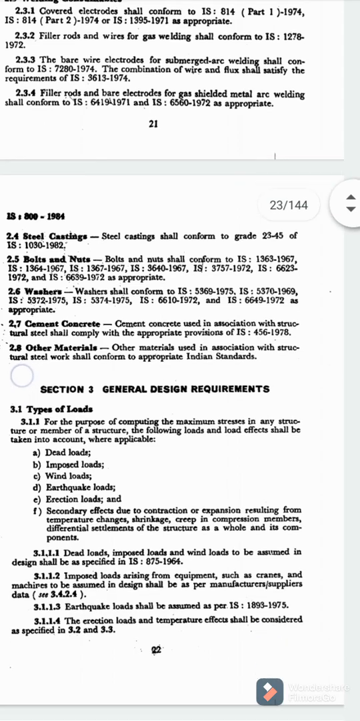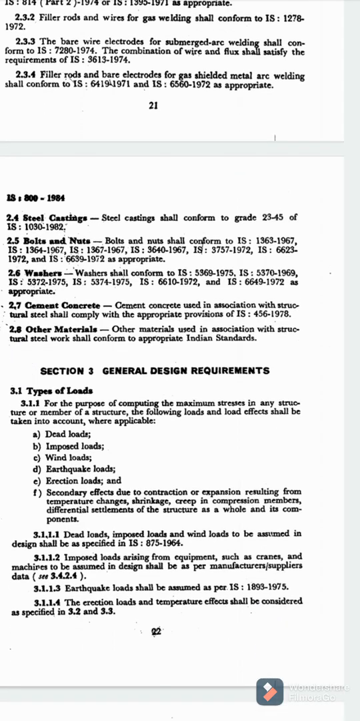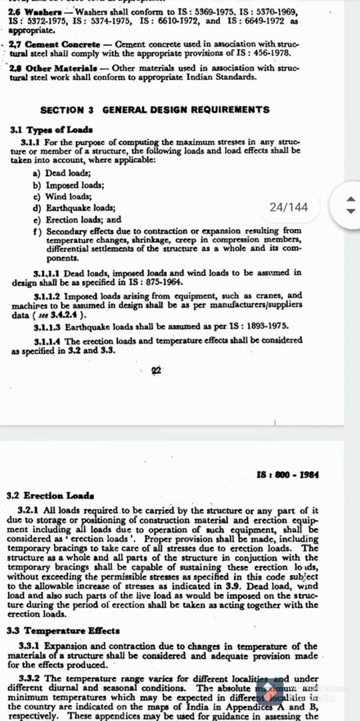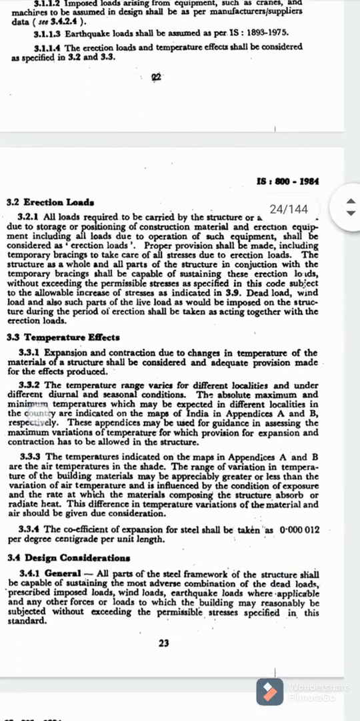Now for general design requirement, type of loads. You have already discussed dead load, imposed load, wind load, earthquake load, erection load, and secondary effect due to contraction and expansion resulting from the temperature change, shrinkage, creep in compression member, differential settlement of the structure as a whole and its component. So now you already know about all these things.